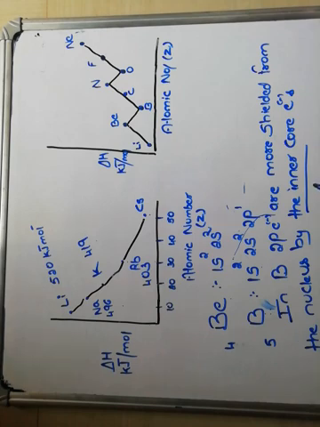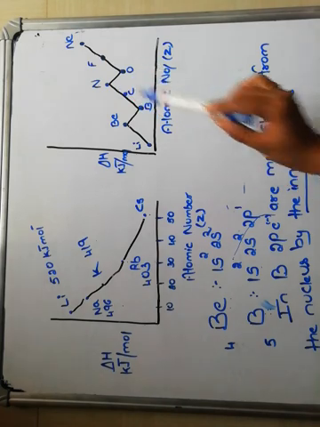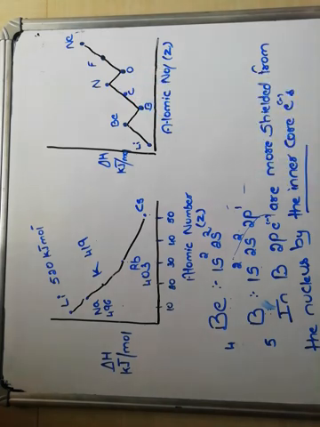For that reason, we can say that the ionization enthalpy of boron is less than that of beryllium. So this is one point. At the same time, if we consider nitrogen and oxygen, why is the ionization enthalpy of nitrogen more than that of oxygen? This I have already explained.